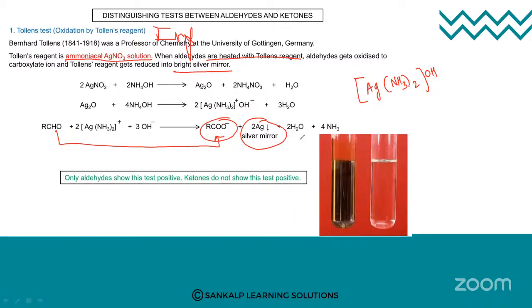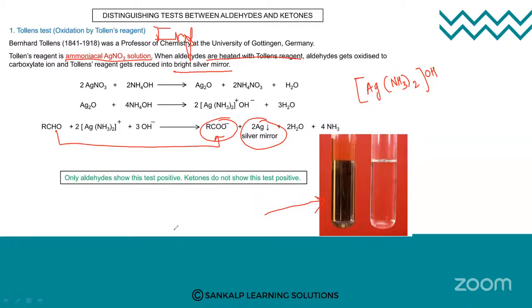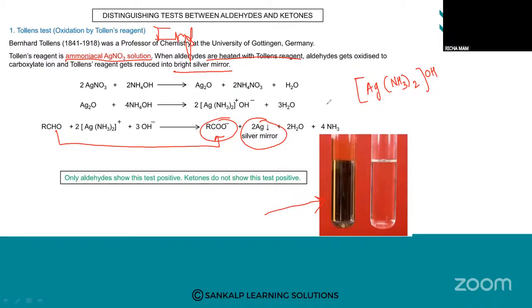You can see the test tube here on the right side. You can see how it is silver colored, like a silver mirror. So this test is only answered by the aldehydes. Ketones will not show this positive test. Only the aldehydes will show this test. So what is the formula for Tollens reagent? It is this, I have written it here.